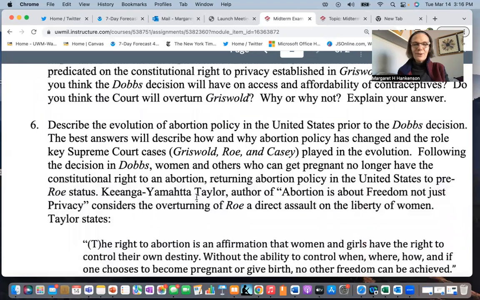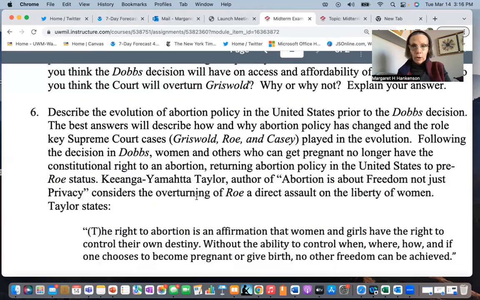Then describe the evolution of abortion policy in the United States prior to the Dobbs decision. The best answers will describe how and why abortion policy has changed and the role key Supreme Court decisions, Griswold, Roe, and Casey, played in that evolution. Okay. Following the decision in Dobbs, women and others who can get pregnant no longer have the constitutional right to an abortion, returning abortion policy in the United States to pre-Roe status.